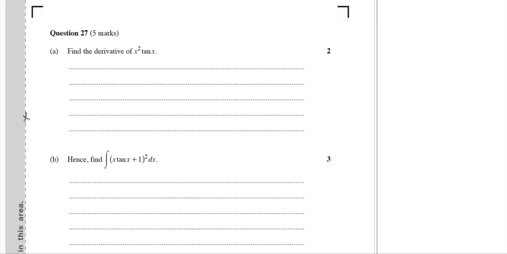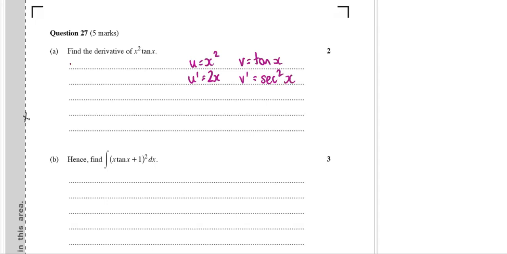Question 27, part A. Find the derivative of x squared tan x. Okay, so we need to recognise that the structure of this is going to require us to use product rule. So u equals x squared and v equals tan x. U dash is therefore 2x, and v dash, you can refer to the reference sheet if you need to, but tan differentiates to sec squared x.